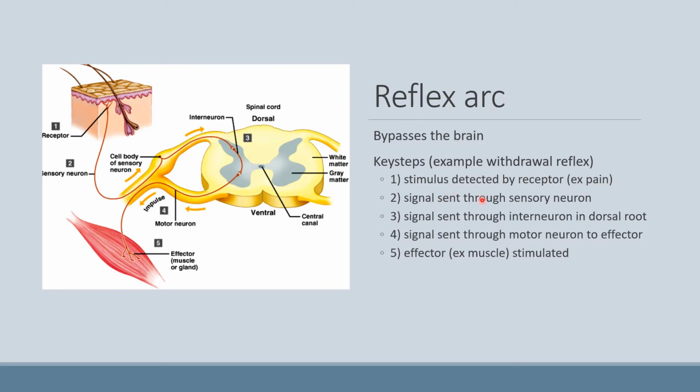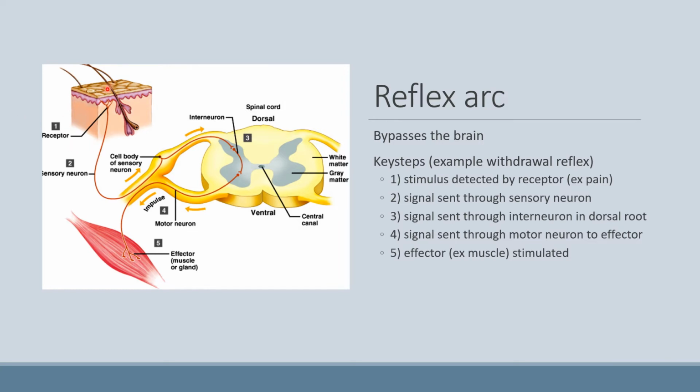The signal is sent through the sensory neuron, which is then sent through the interneuron in the dorsal root, which is then sent through a motor neuron to an effector organ, and the effector, for example a muscle, which withdraws your hand from the hot object, is stimulated.